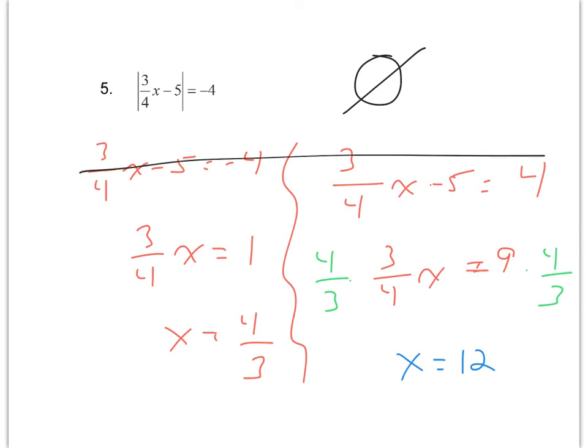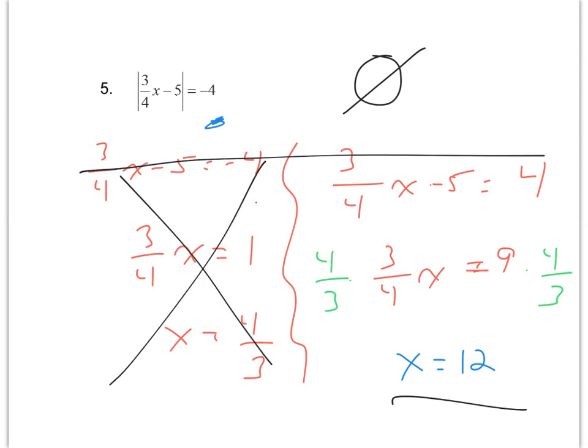Don't do anything. But if you go on and you solve these like you would have because you weren't being careful or you weren't looking at the negative, when you do this, we're going to get on the positive side, x is equal to 4/3, because I add the 5 to both sides, I get 3/4 x is equal to 1. Multiply by 4/3, I get x is 4/3. When I put that back in here now, I get 3/4 times 4/3 is 1. 1 minus 5 is negative 4. The absolute value of negative 4 is not negative 4, so this side is actually junk.